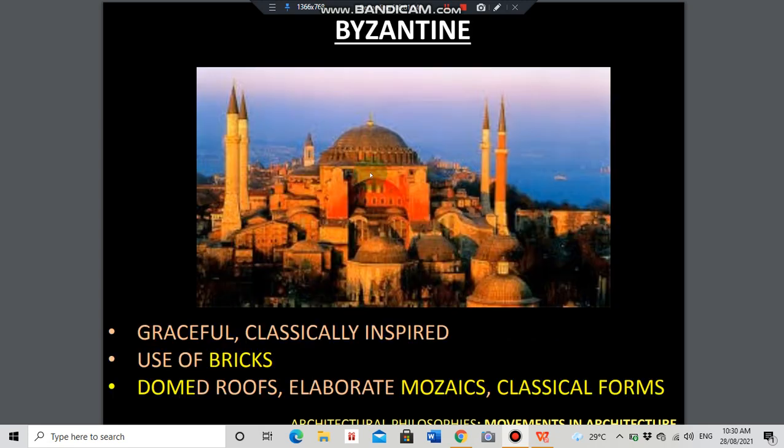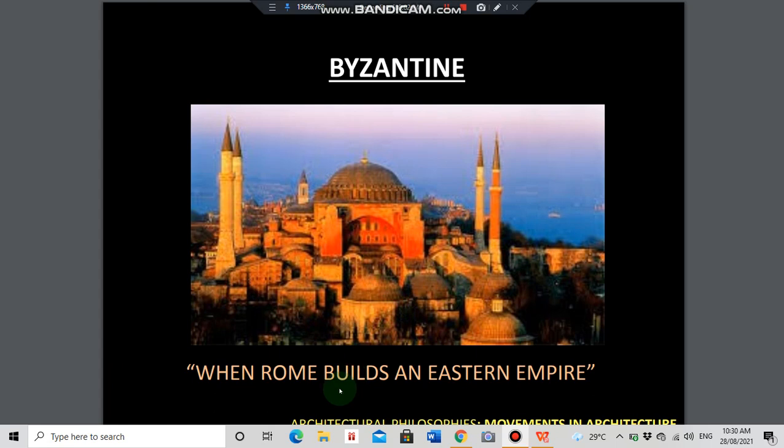Next, Byzantine. So, you can observe the representation or the picture with graceful, classically inspired, you know? The materials, they use bricks as the primary materials. Then, style domed roofs, dome, bilog siya, dome. Elaborate mosaics, classical forms. Then, the title of this one is When Rome Builds an Eastern Empire.